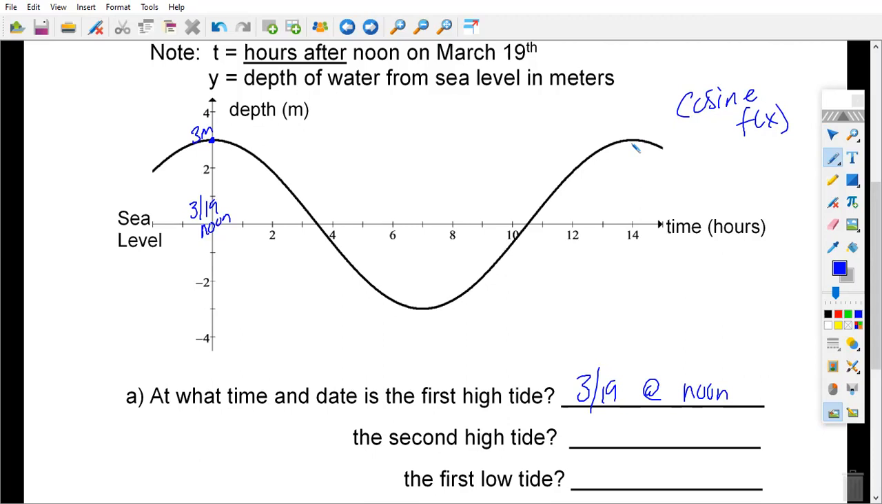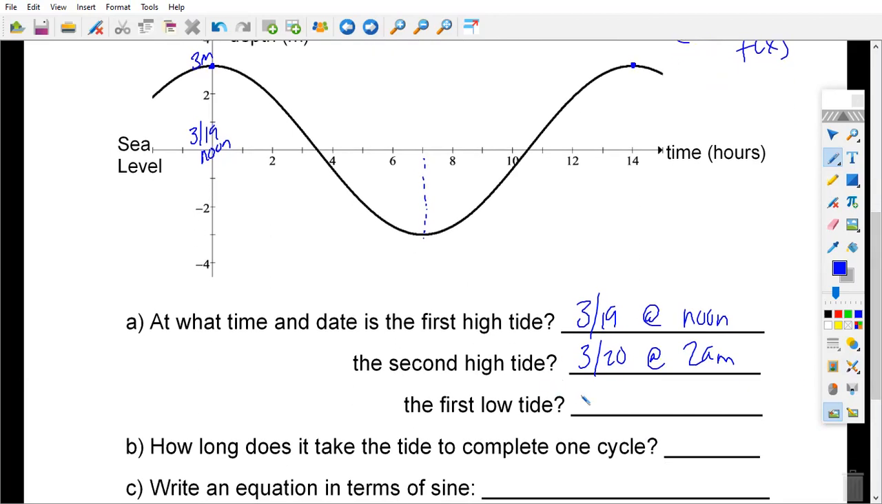Ooh, good job. I thought someone was going to fall for it. Why is it 3/20, Libby? Because it's the next day. What's the time? At 2 a.m. Good job. Because it's after midnight, right? All right. When was our first low tide? There we go. At 7 p.m. on 3/19.